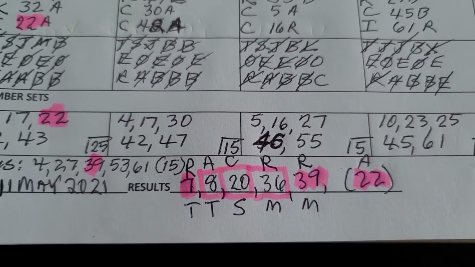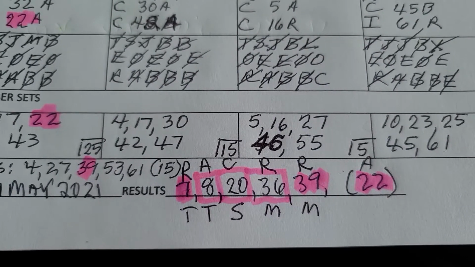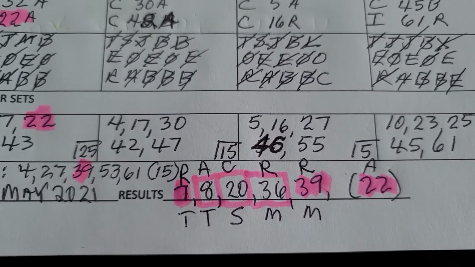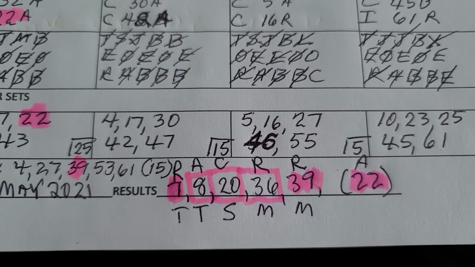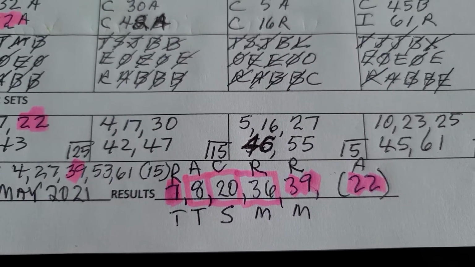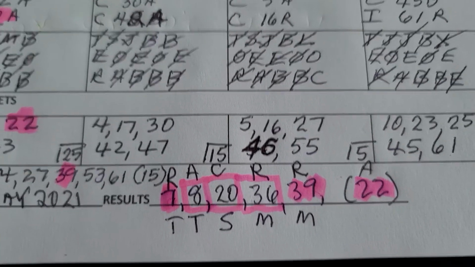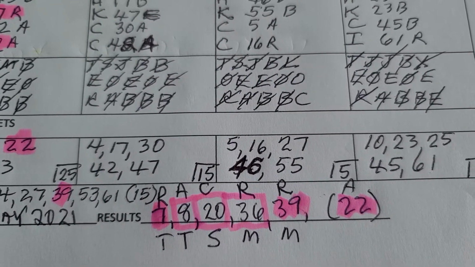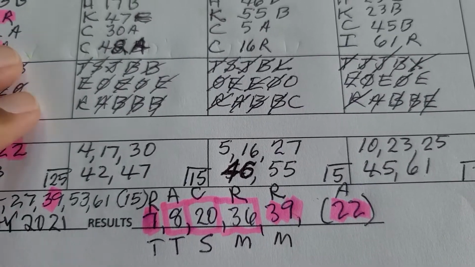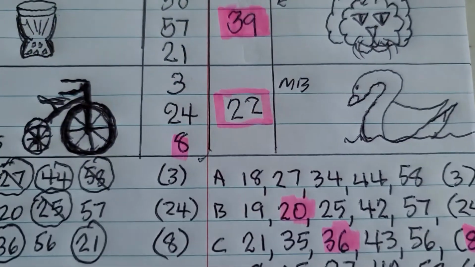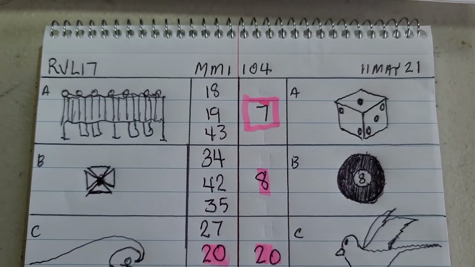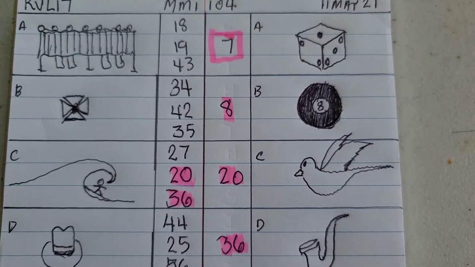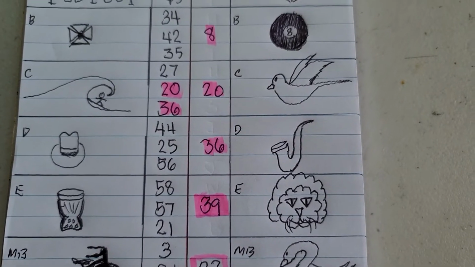Size-wise, very small numbers, and only a small section of the matrix was involved in this draw. You had two tiny numbers, one small and two medium, and that's about it. So 39 was the largest number. We hit three over there, and we hit four using the pictures, and I'll be going to it right now. And here are the pictures. The pictures that we hit were 8, 20, 36, and 39.